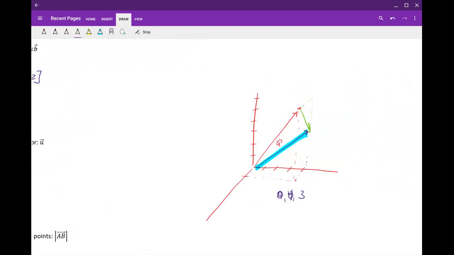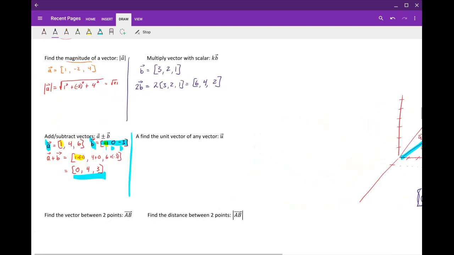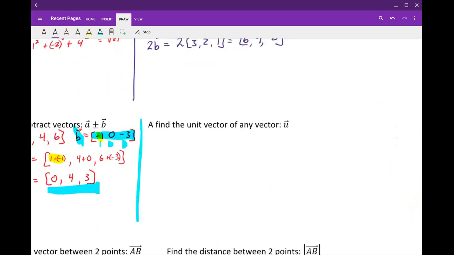So 0, 4, 3, because notice I've gone 0 in the x direction. This is A plus B. 4 in the y direction, and 3 in the z direction. This is B. Anyway, I was just trying to show you. It turns out to be not easy.